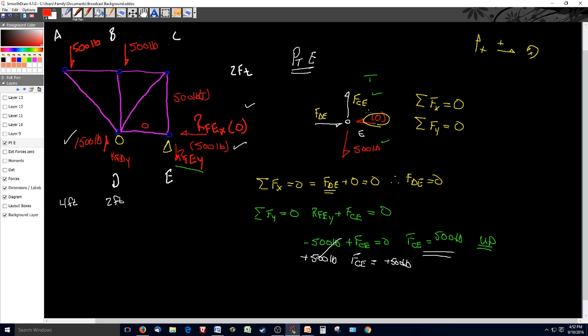Once again, at point E, we've said the sum of the forces in the X and the Y direction are all 0.